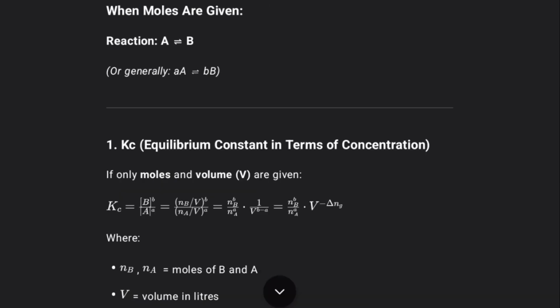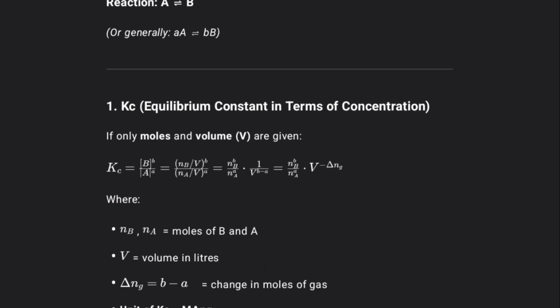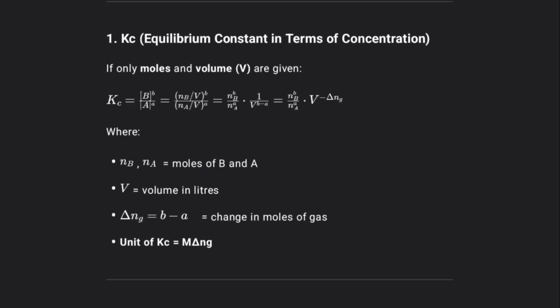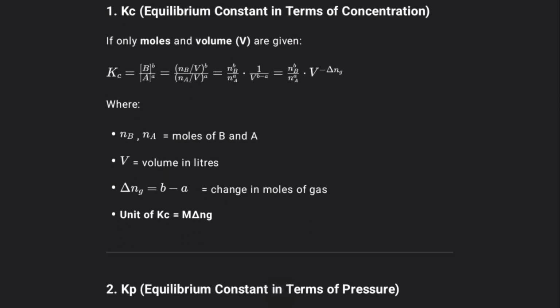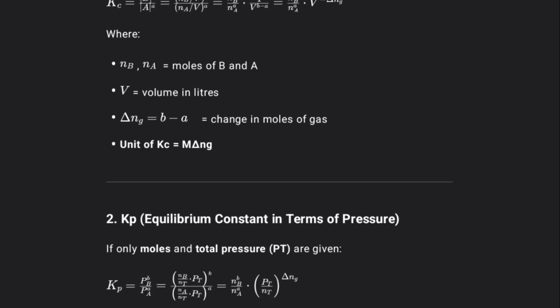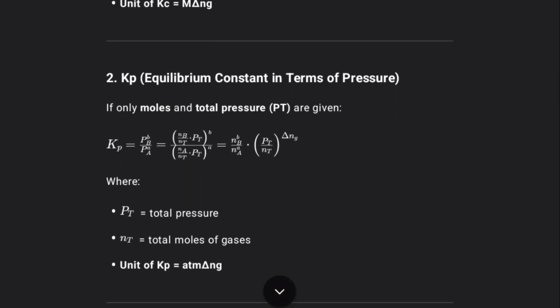Kc, equilibrium constant in terms of concentration, if only moles and volume V are given. Kc equals (nB/V) to the power b divided by (nA/V) to the power a, which equals nB to the power b over nA to the power a, times V to the power minus Δng. Here nB and nA are moles of B and A, V equals volume in liters, and Δng equals b minus a.